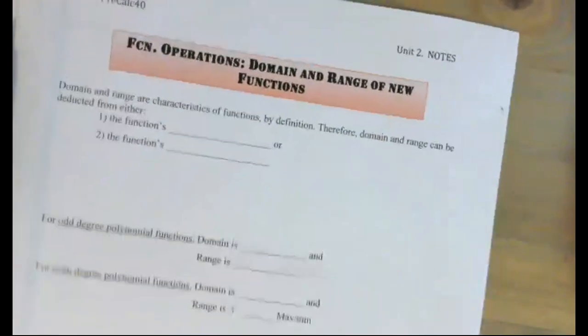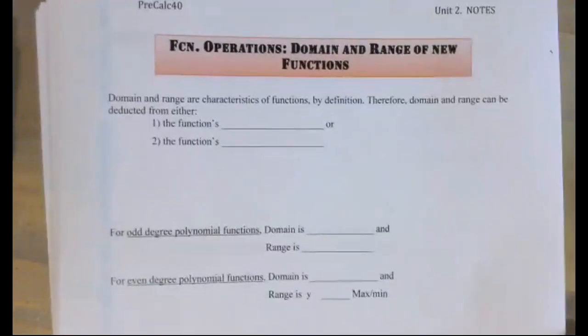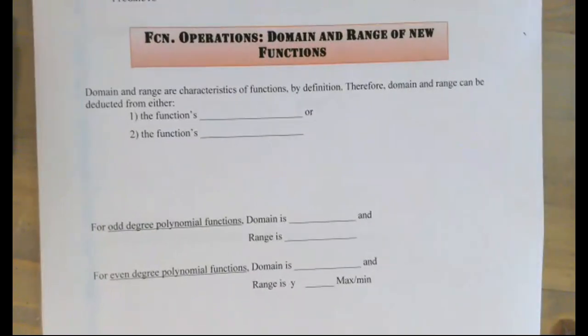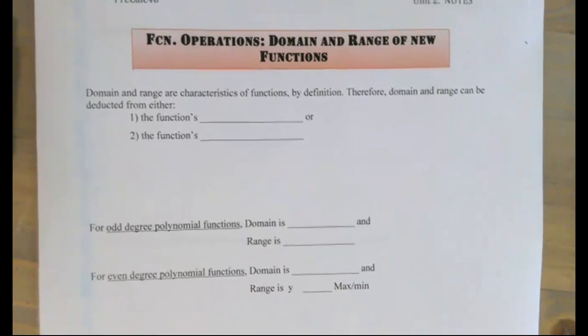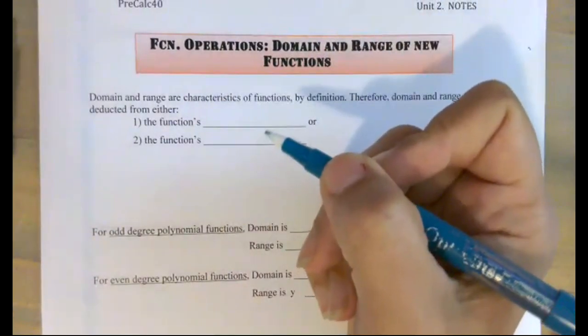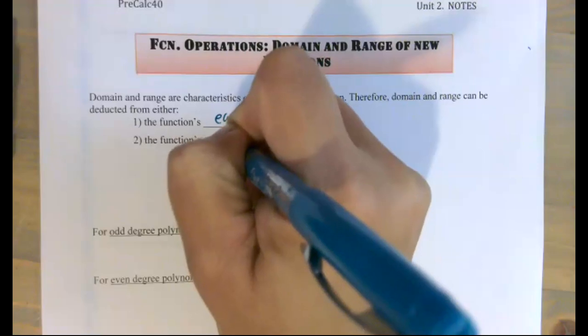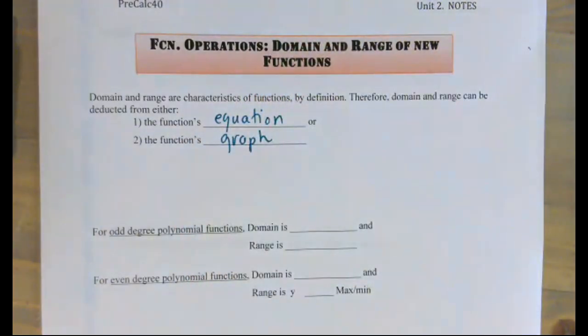There we go. So function operations focus on domain and range of these new functions. Domain and range are part of the definitions of the characteristics of functions. We can find domain and range from the function's equation if we know the equation, or from the function's graph. Either way, you should be able to figure out domain and range, because the equation is the algebraic representation of the function, and the graph is the graphical representation of the function you're talking about.